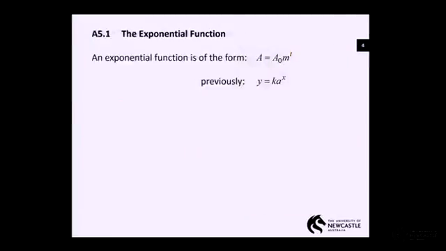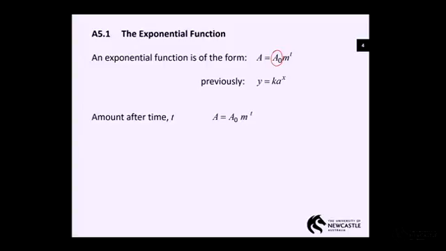This is on your page 54. An exponential function is of this particular form. Now we're starting to use A equals A0. That's like an initial amount. So this initial amount A0 is multiplied by m to the power of t. It has the same sort of format as what we had in 124, so we've just changed a few of the variable names.